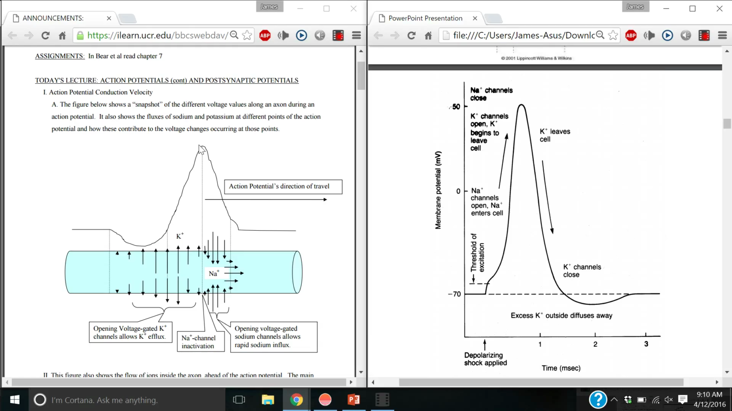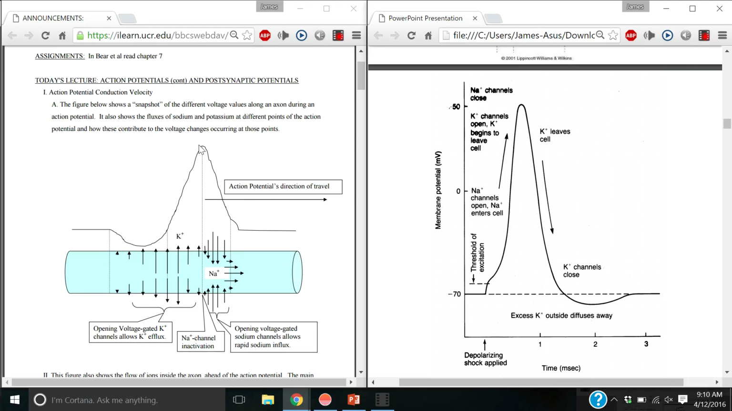Okay, so that's one mechanism. Any questions about that one? Then there's a better way. Or faster way.